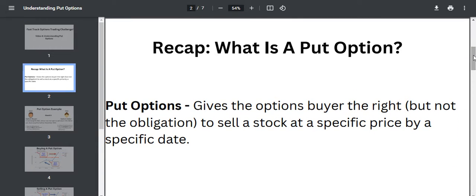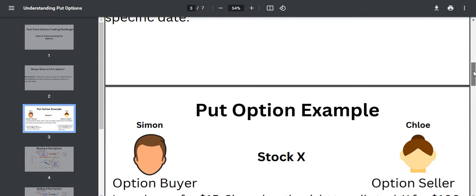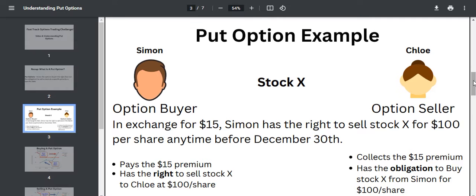So let's just recap what a put option is. A put option gives the options buyer the right but not the obligation to sell a stock at a specific price by a specific date. So let's just look at this example. Say for example, Simon has decided to buy a put option. Simon's the put option buyer. In exchange for $15, Simon has the right to sell StockX for $100 per share anytime before December 30th.